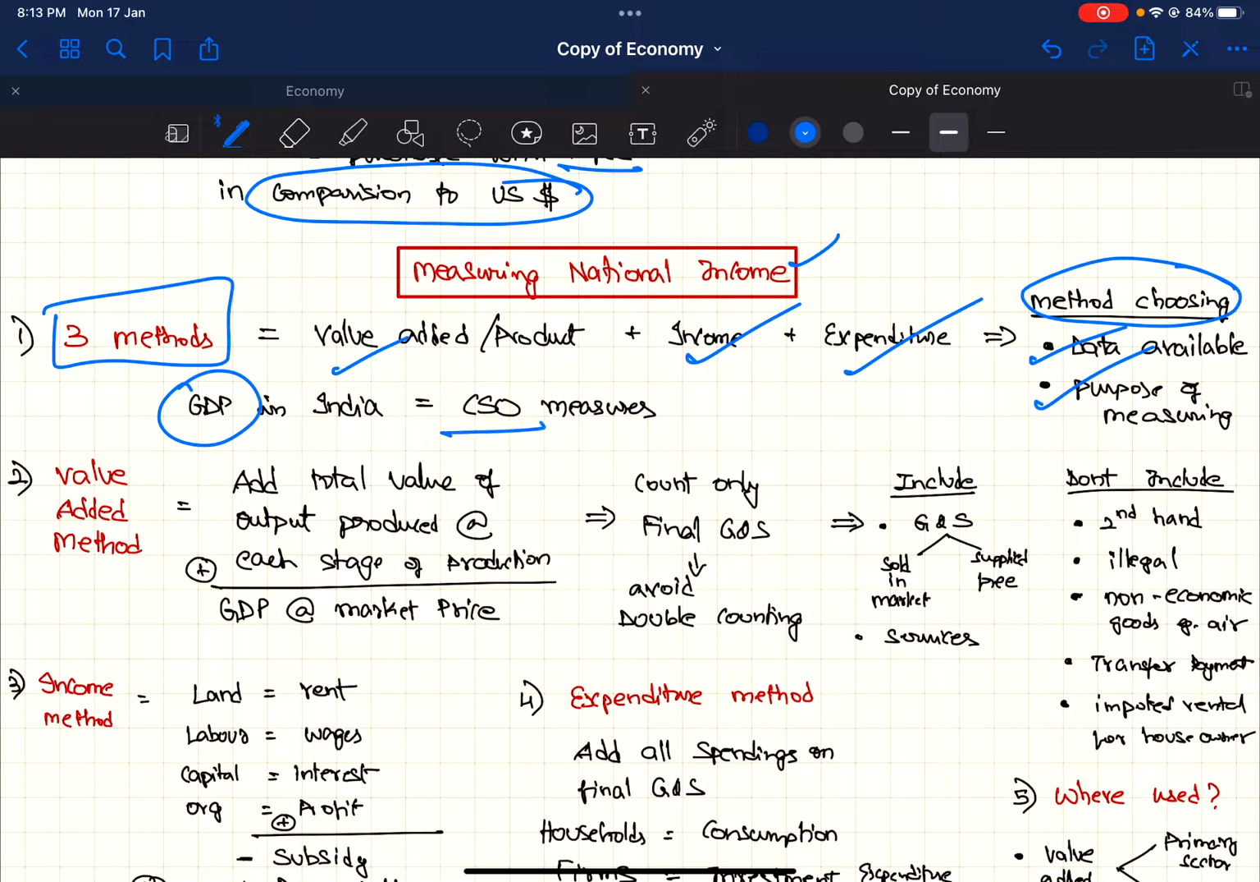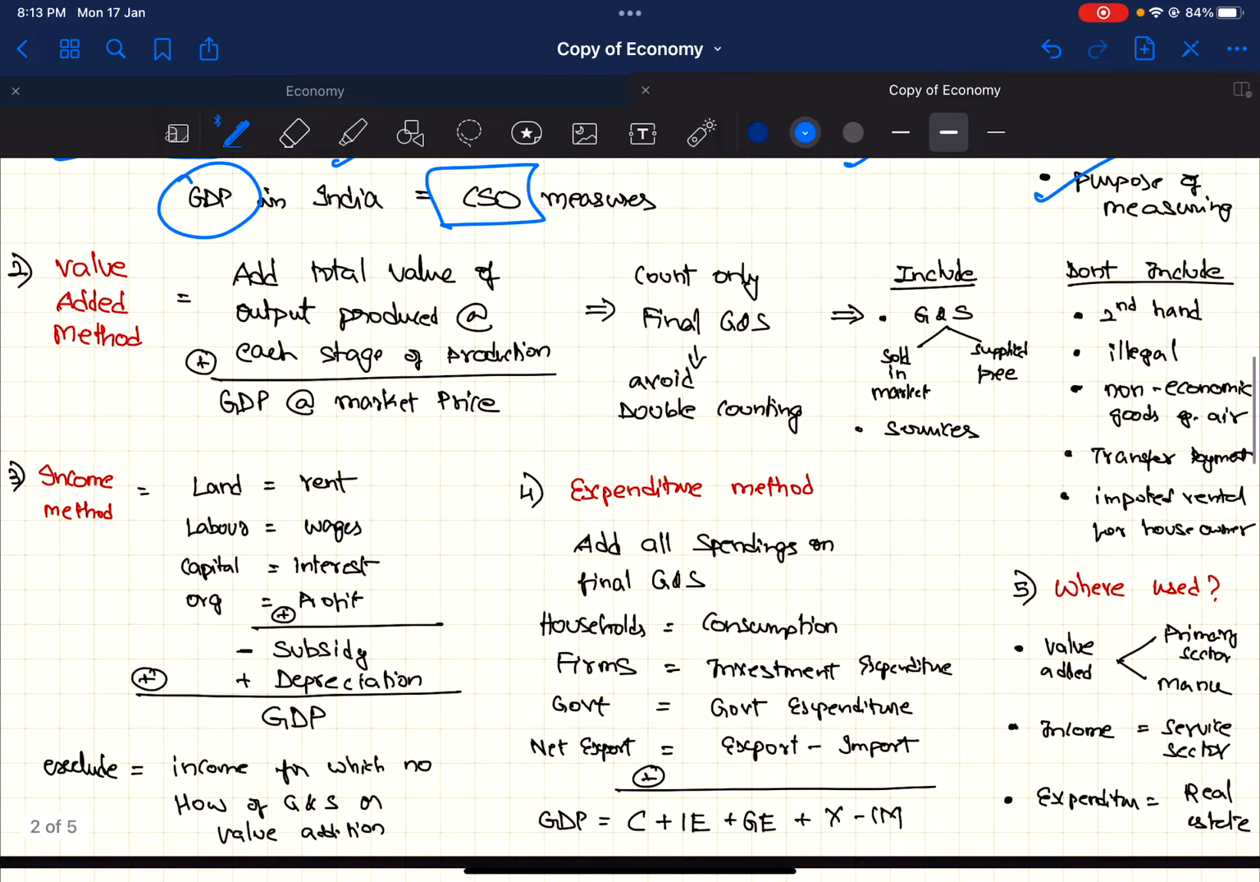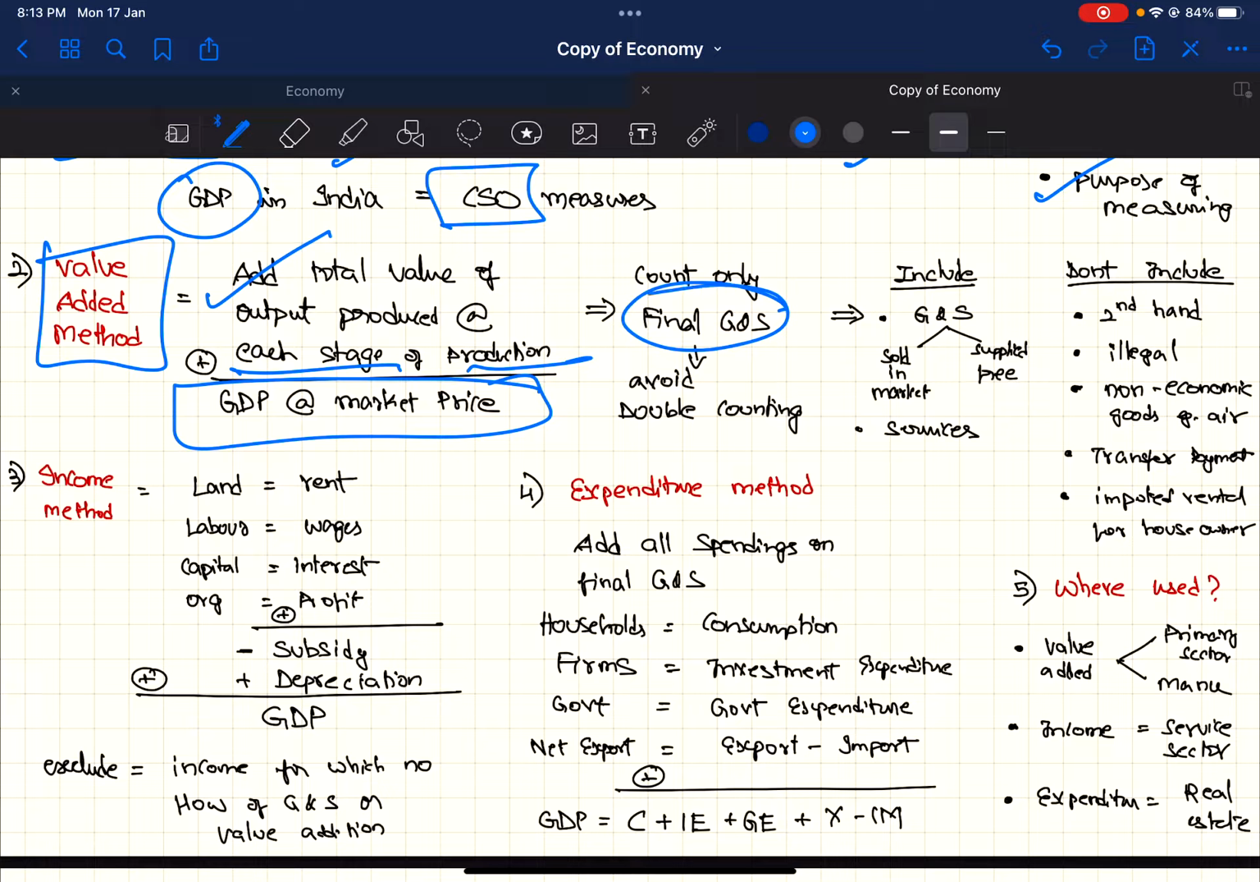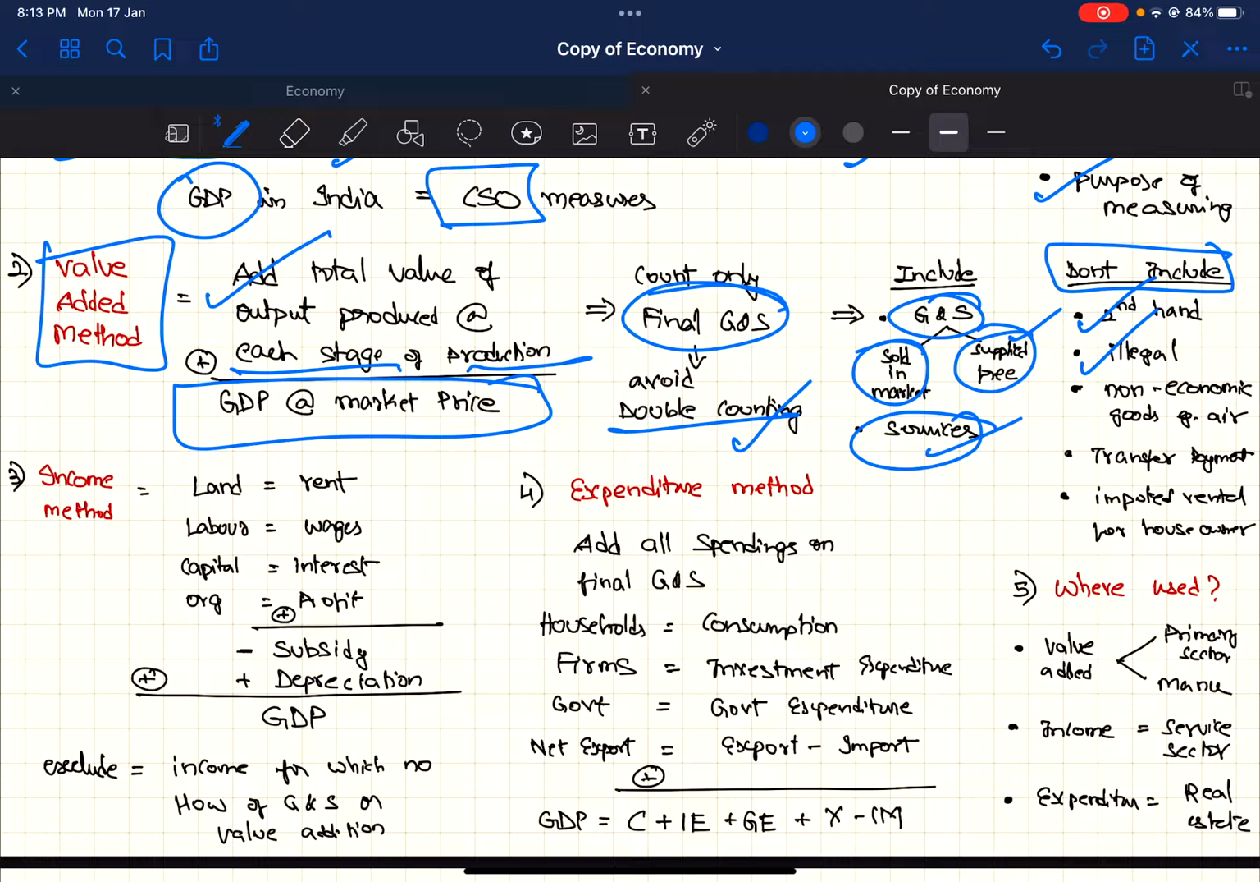GDP in India is measured by CSO, which is Central Statistical Office. In the value added method, you add the total value of output produced at each stage, that is GDP at market price. We should count only final goods and services to avoid double counting. So we should include those goods and services which are sold in market and which are supplied free also, and also services. But we should not count second hand goods, illegal goods or illegal economy, non-economic goods like air, water, transfer payments, imported goods, imputed rental for house owner. I mean, people who are living in their own house should not count their own rent.